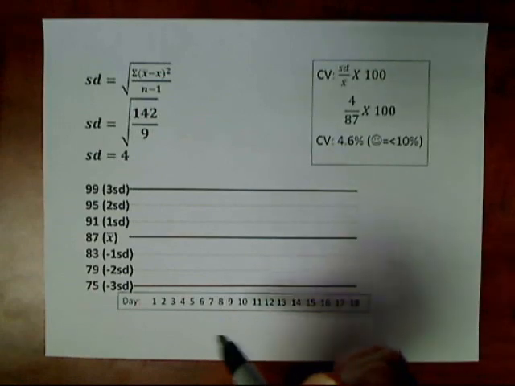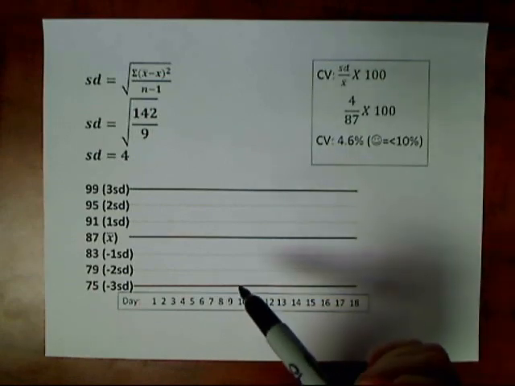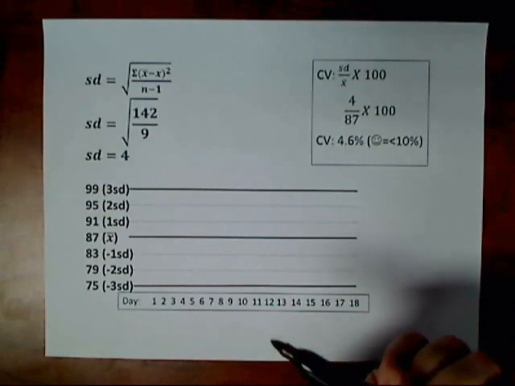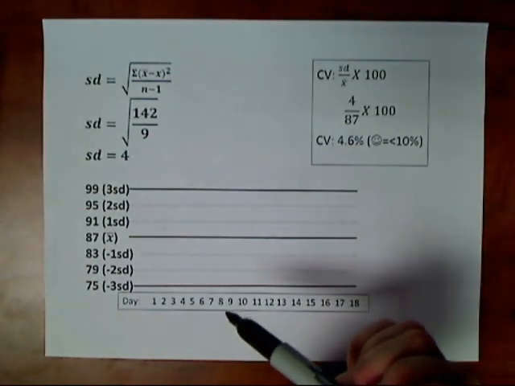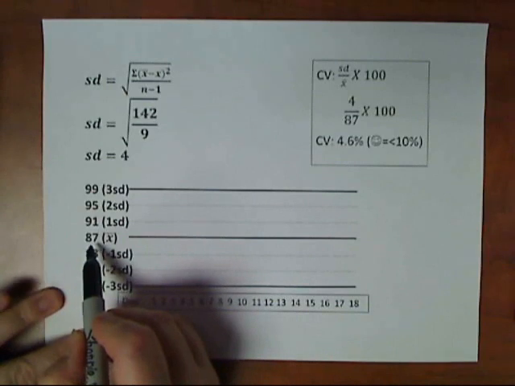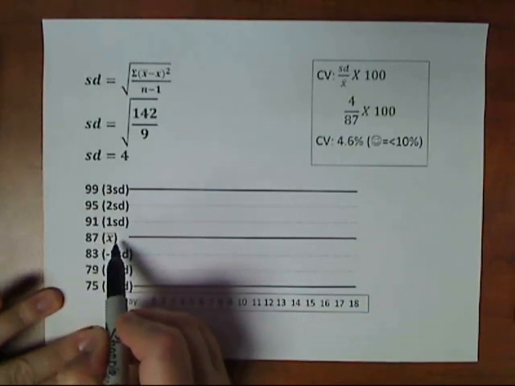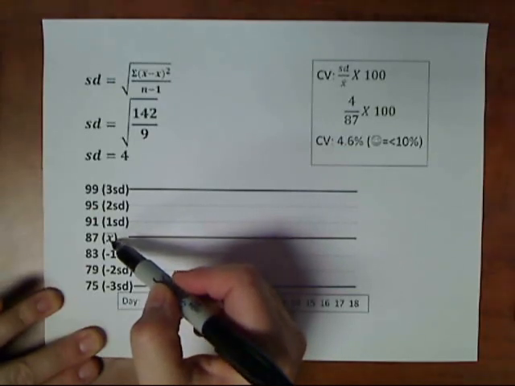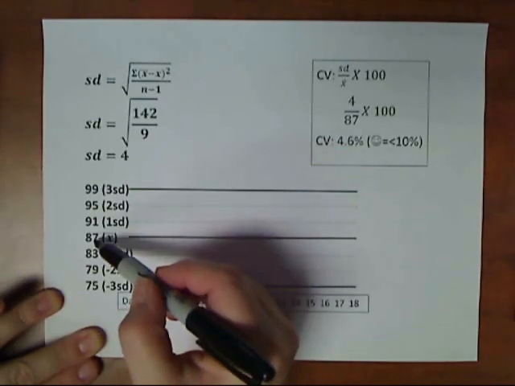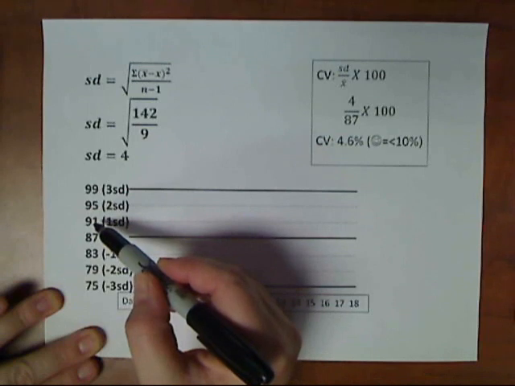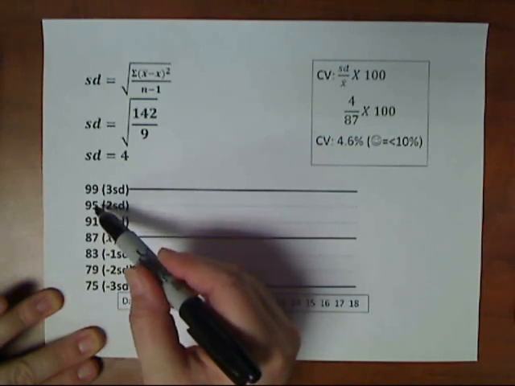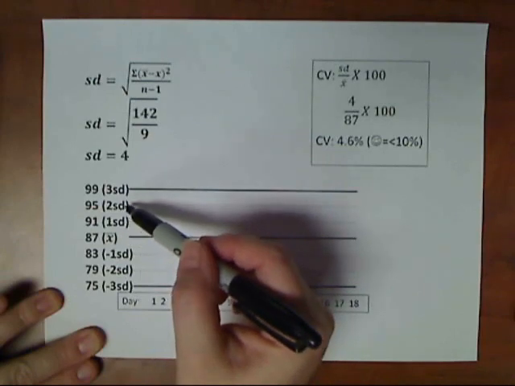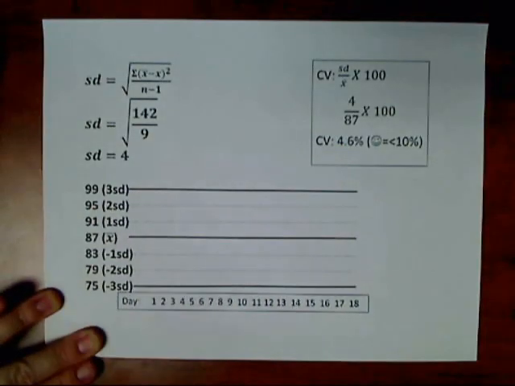So just a little bit of review here in how to plug the standard deviation into a Levey-Jennings chart. I've created a chart here for you. We know from the previous page that our mean is 87. For every standard deviation that we have, we increase by 4. So 87 plus 4 is 91, 91 plus 4 is 95, 95 plus 4 is 99. So we've got 1 standard deviation, 2 standard deviations, 3 standard deviations.